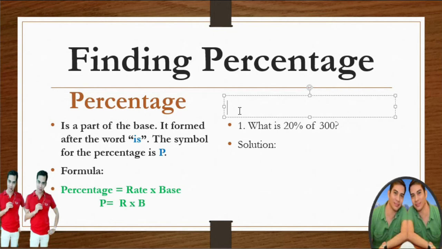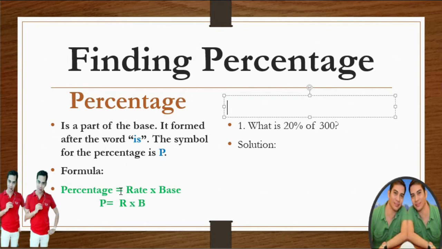So, sa mga problems na ating nababasa, pag ang kasunod nung number or words ay letter S, that is called the percentage. So, to find the percentage, this is the formula. Percentage equals rate times base, or P equals R times B. So, huwag kalimutang alamin at tandaan ang formula ng percentage para mapabilis ang pagkuha ng percentage.